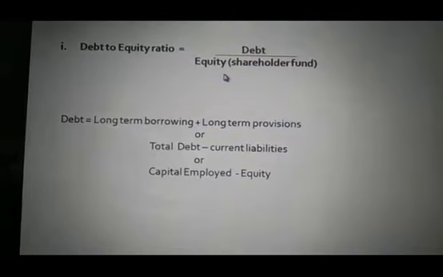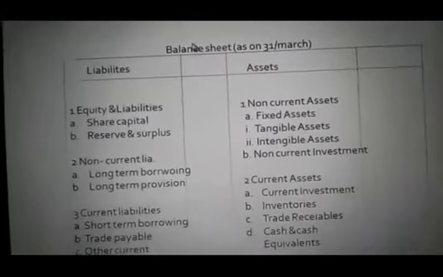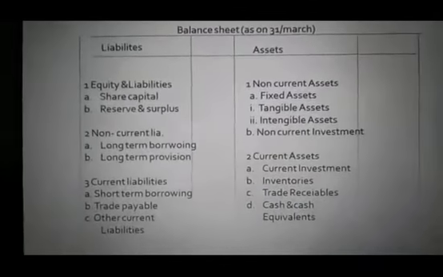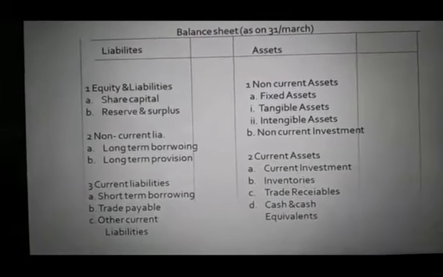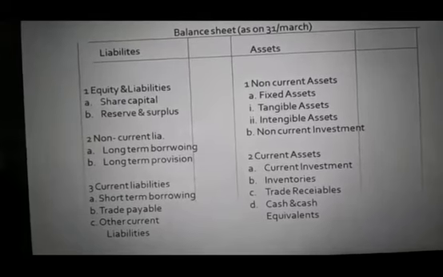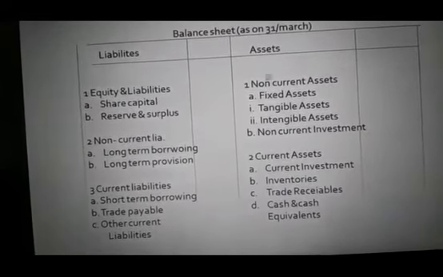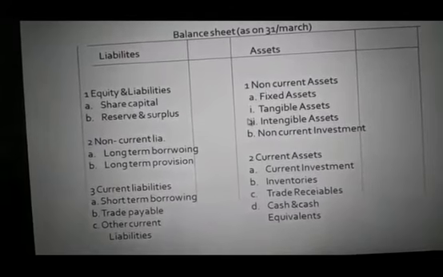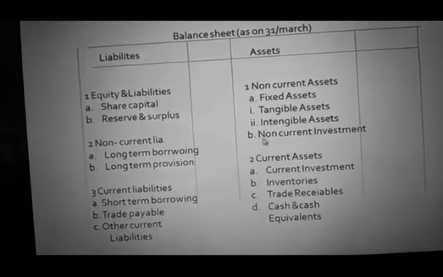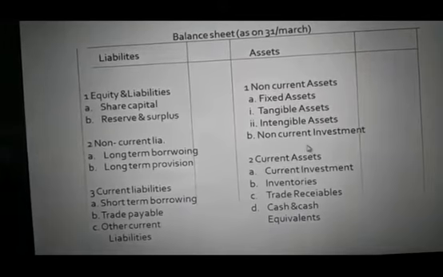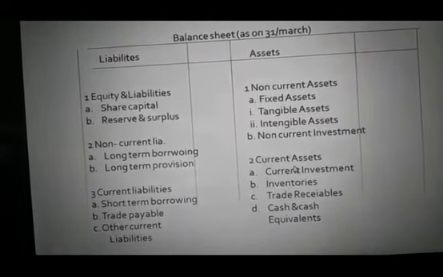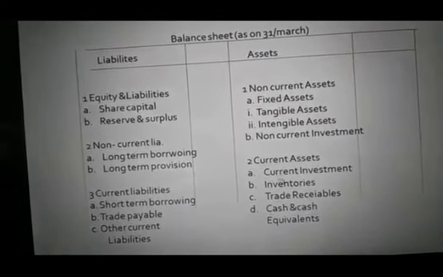Now, equity. How to find the equity? I have one very simple method for finding out equity. You have already seen this balance sheet format. Have you seen it or not? Seen now? So this is the asset side. Now all the non-current assets: fixed assets, tangible, intangible, non-current investments, current assets. We have already discussed this in class 11th.